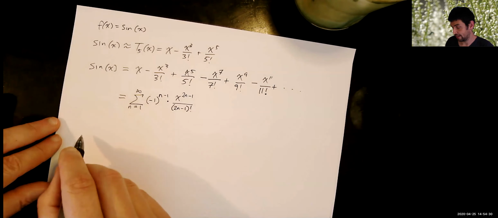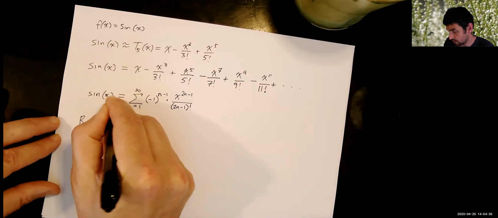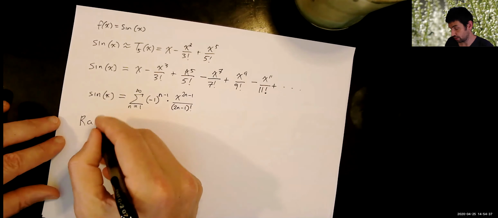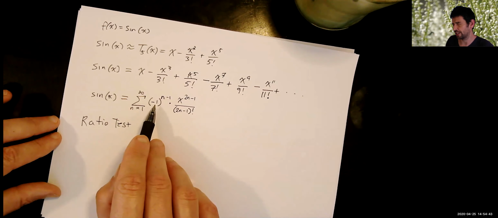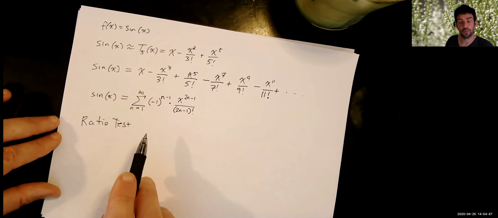Let's now test the interval of convergence using the ratio test. All right. So again, when I take the ratio test, I'm going to ignore the -1 part since the absolute value takes care of that anyway. So I'm looking at this piece.